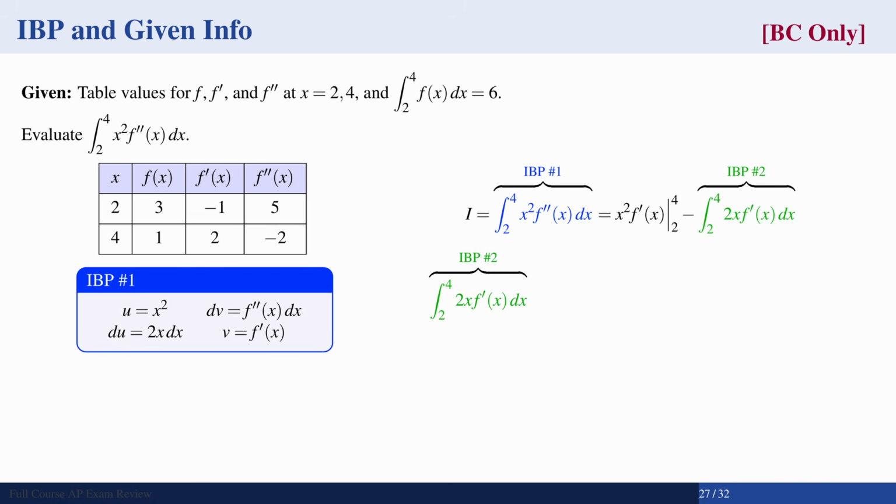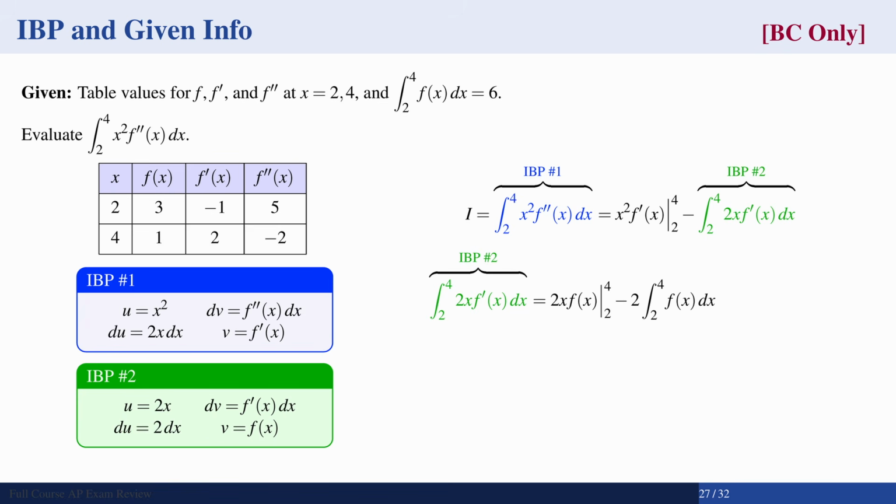So for this one, we make our choices. u is 2x, dv is f prime of x, du is 2 dx, v is f of x. So we do it. We have uv, which is 2x f of x, and that's going from 2 to 4, minus the integral of v du.